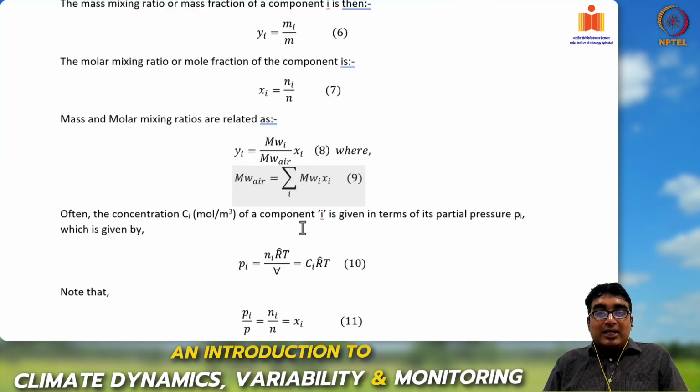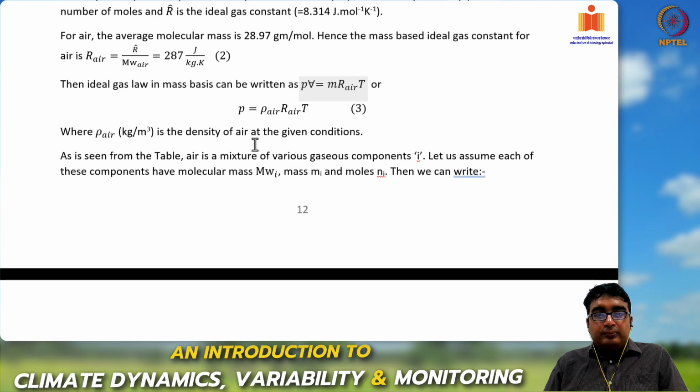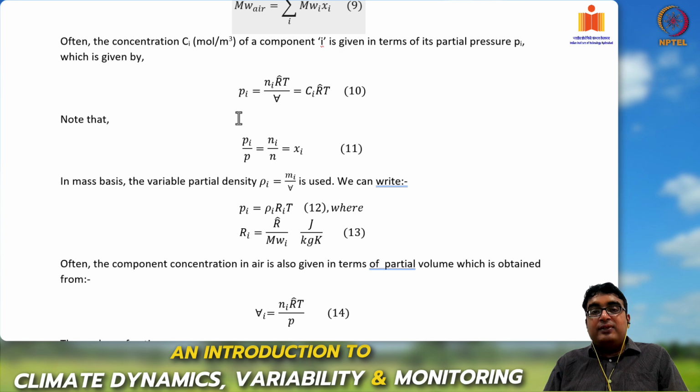Just as here you have P equals rho of the mixture, R of the mixture into T, we can therefore derive that Pi is the partial density of the component, times the mass-based gas constant for the ith component of the mixture, into T. So Pi equals rho i into Ri into T, where Ri is the universal gas constant divided by the molecular weight of the ith component.